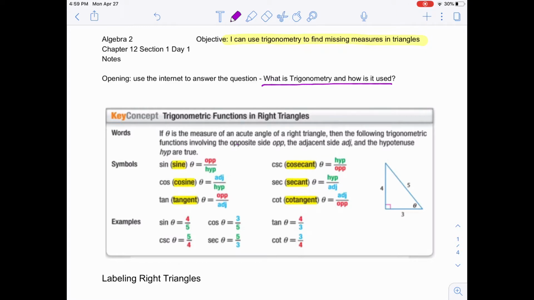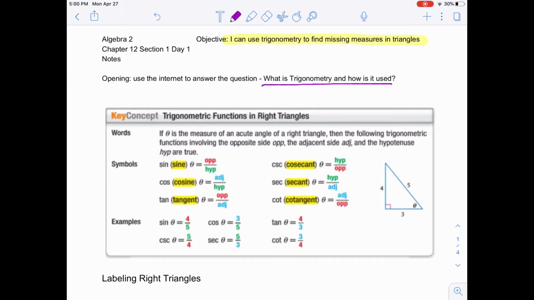Now that you've taken a look at that question, you probably saw information about surveying. That's a practical application of it. Also maybe applications to other academic areas such as calculus or maybe physics. The study of trigonometry, though, is the study of angles and their relationships to the sides of triangles, oftentimes in right triangles. In fact, we're going to start off by just looking at right triangles.